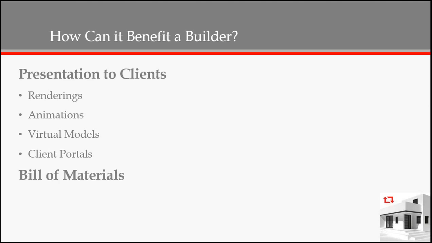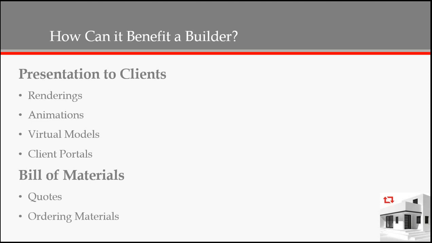Next benefit for a builder of having an intelligent model is the bill of materials, creating quotes to send out to your clients, and ordering materials as well, so that you know exactly how many studs are in that building, how many sheets of drywall you're going to need, bundles of shingles. That intelligent model is going to be able to pull that information directly from it.